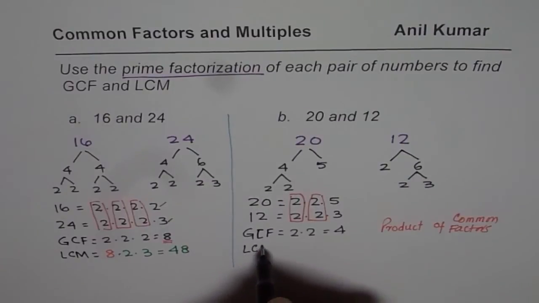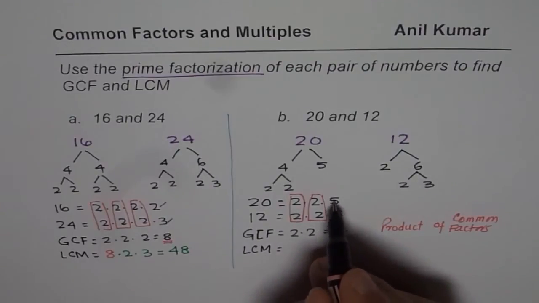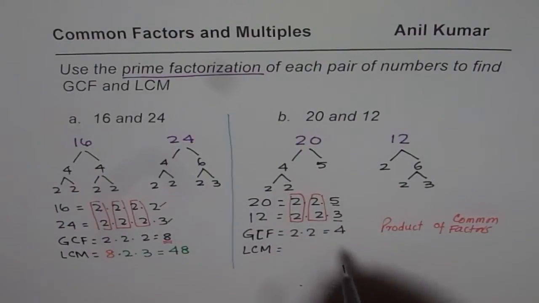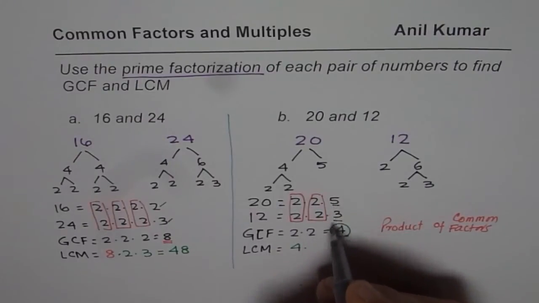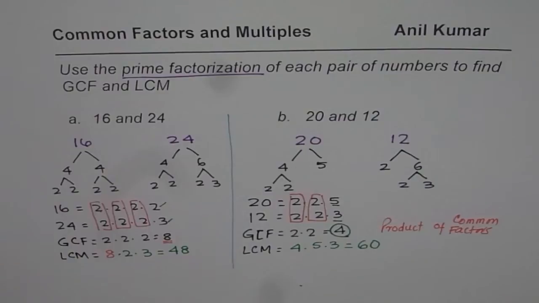And which is the least common multiple? You can use the greatest common factor times the other numbers which have not been used. Numbers not used are 5 and 3. So we'll multiply 4, the greatest common factor, by 5 and 3. 5 times 4 is 20, 20 times 3 is 60. You can use the calculator also. So least common multiple is 60. You can divide 60 by 20: 20 times 3 is 60. 12 times 5 is 60. So that is a check.